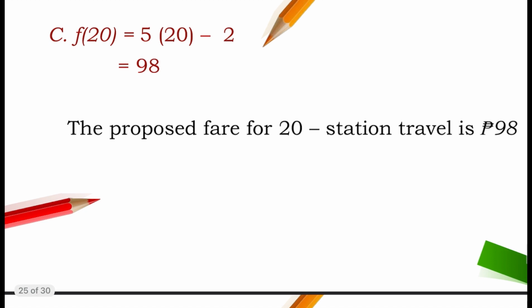Now, let's answer question letter C. The question is after 20 stations. So just replace 20 in the function 5x minus 2. That is now f of 20 is equal now to 5 times 20 minus 2. And that is now 98 pesos. The proposed fare for 20 station travel is equal to 98 pesos.